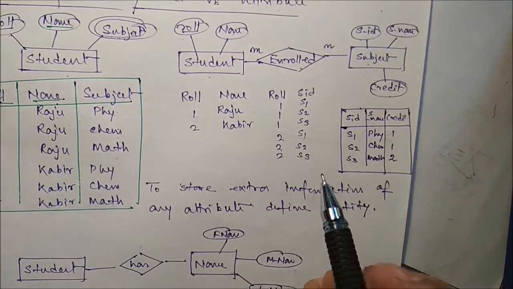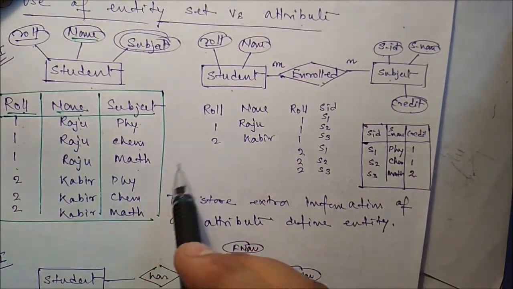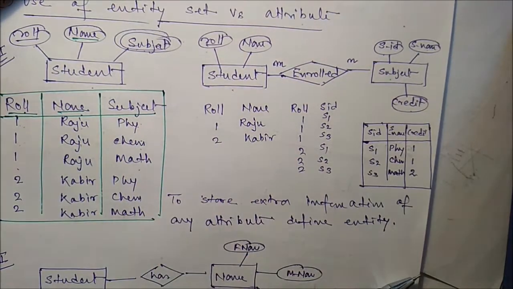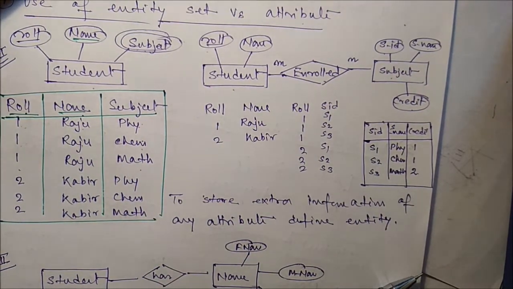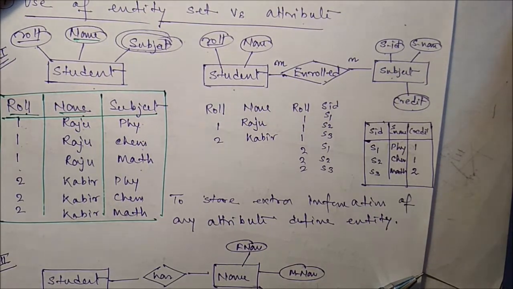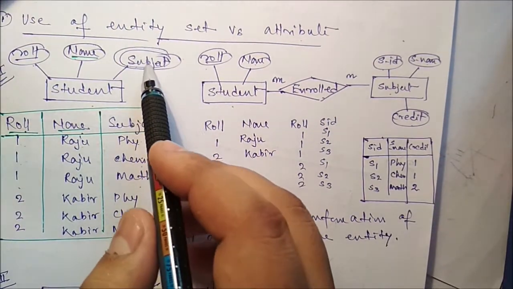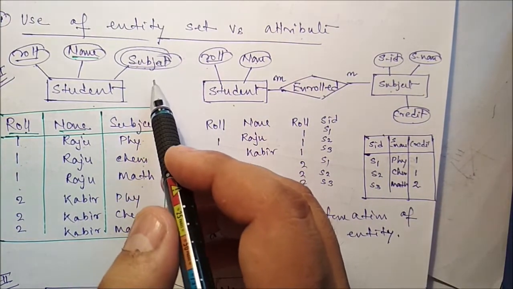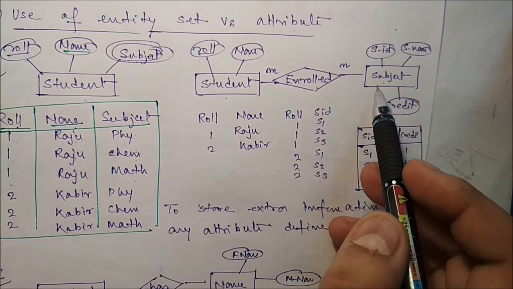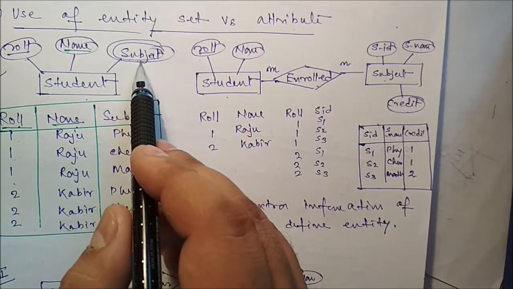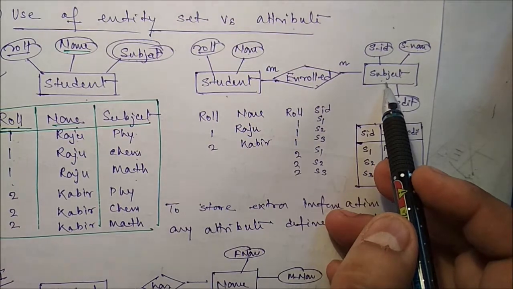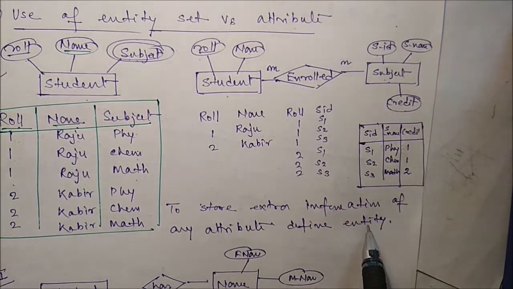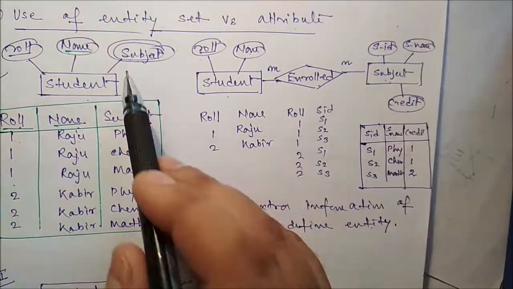Now here, if you need to store more information about the subject, we don't need only the subject name. Suppose we need the subject ID, the credit, the teacher name. In that case we should not use that particular information as an attribute. We should store it as an entity set. Here it is multi-valued, there it is an entity set. So to store extra information, any attribute should be defined as an entity.